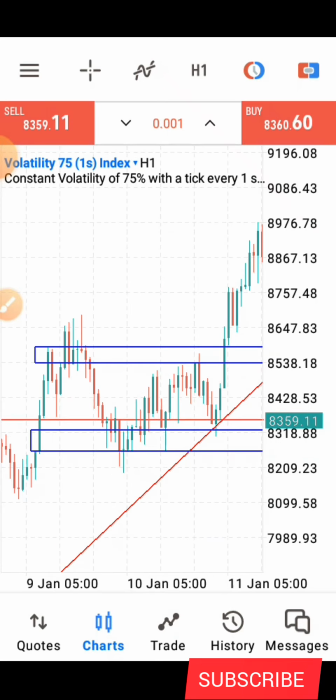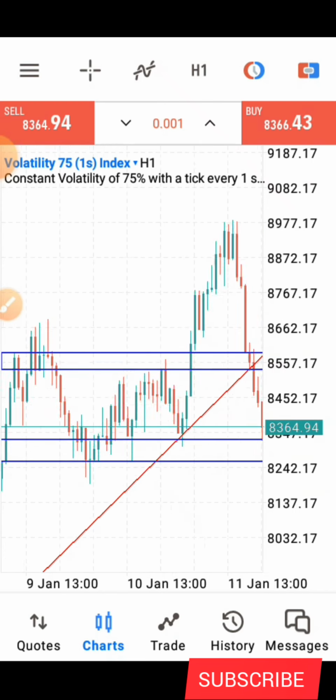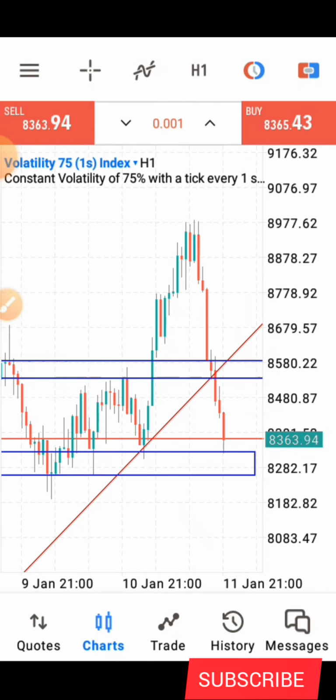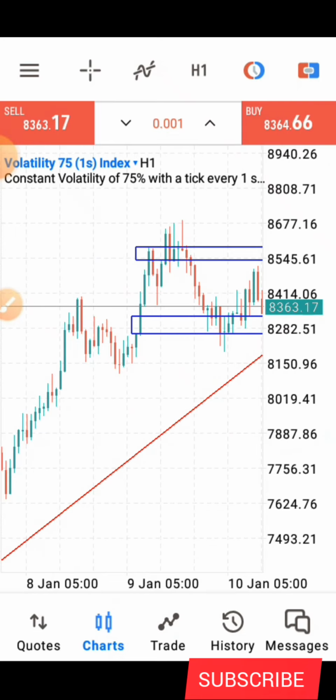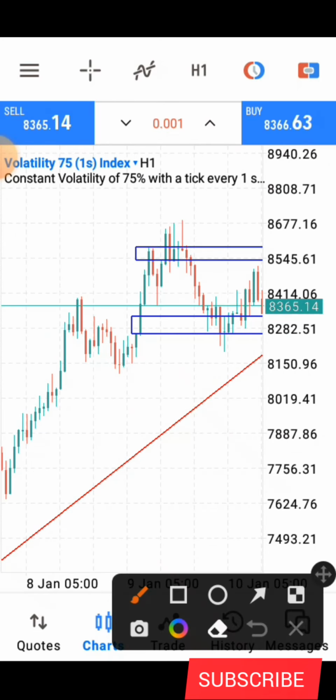So I hope you understand what I've just done here. Now you can see the zones. I've marked them out, and hopefully you are understanding what's going on here. First of all, like I said, we are in an uptrend. You can see the movement. Price broke the resistance here, found another resistance here.